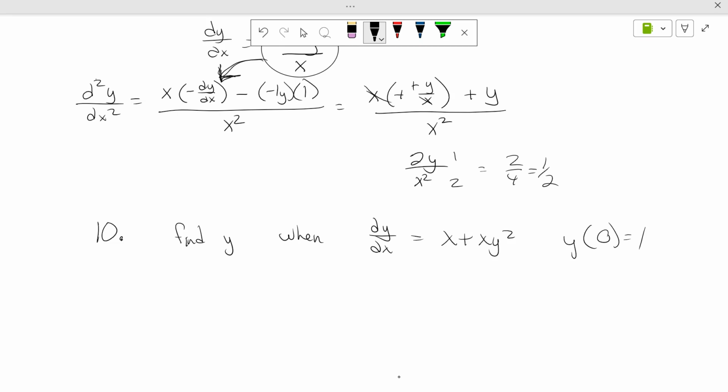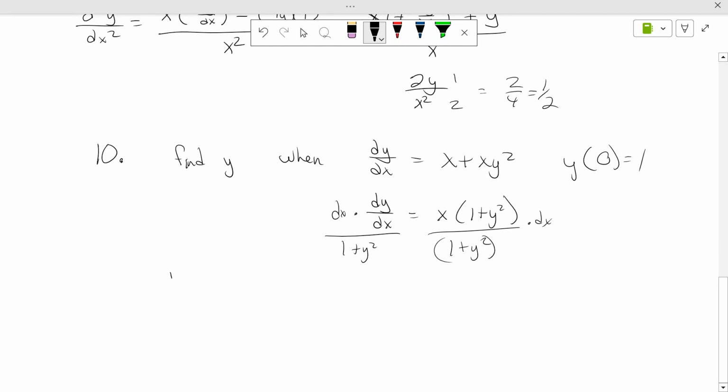How are we going to separate our variables? So dy dx equals x times 1 plus y squared. So I'm going to divide both sides by 1 plus y squared and multiply both sides by dx. So I get 1 over 1 plus y squared dy equals x dx. Oh, and this is dy behind there. So we're going to integrate.